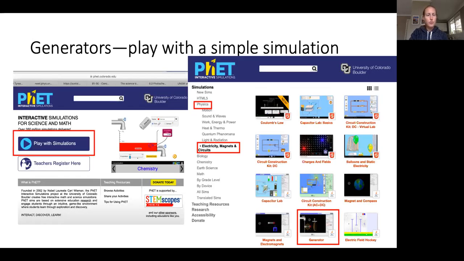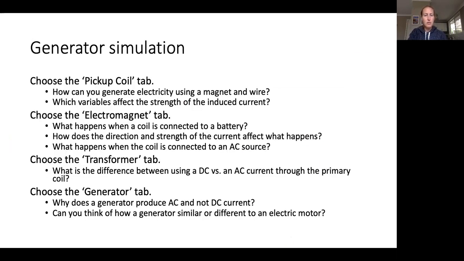So if you go to phet.colorado.edu, you can go to play with simulations, physics, electricity, magnets, and circuits, and then down to generators. Let's see if we use green. Yeah, generators down here. So you can get a head start if you would like. And to guide your exploration, here are some of the questions. And some of these questions you're going to be answering anyway in the lab.